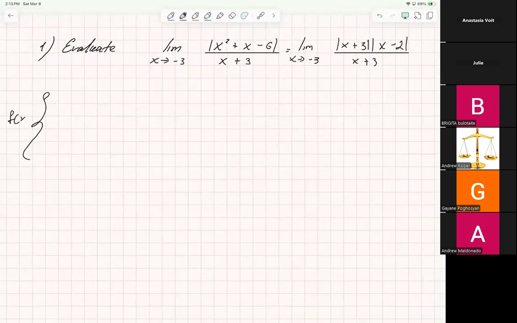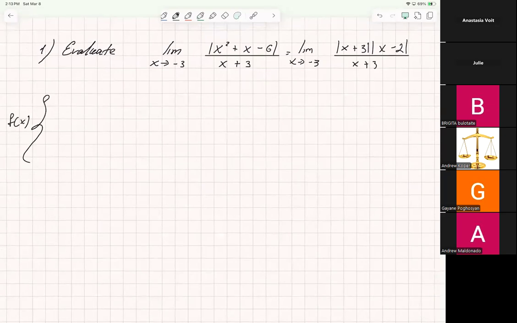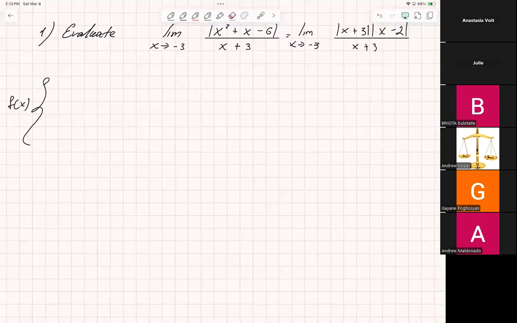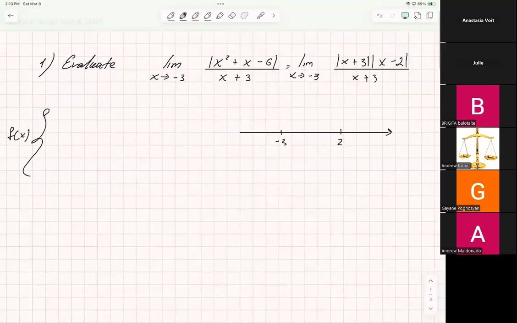Now we need to break it down into pieces. We will do the number line with the -3 and +2, and now we check x plus 3 and x minus 2 separately, because we have two absolute values. We might have three different intervals here, so let's use -4, 0, and 3. We don't really need that side.